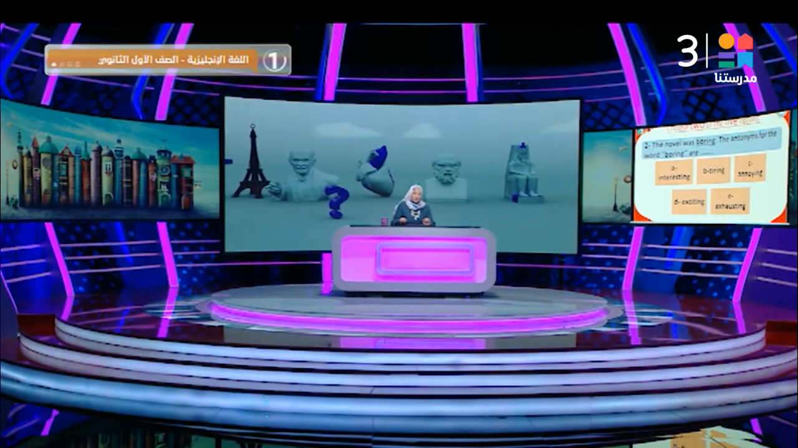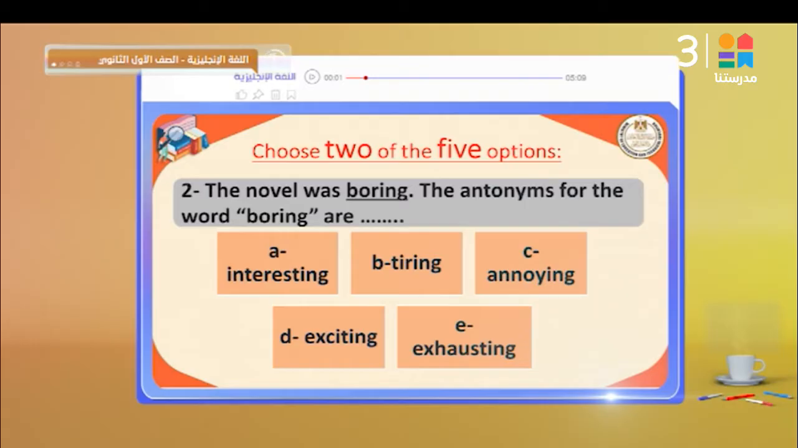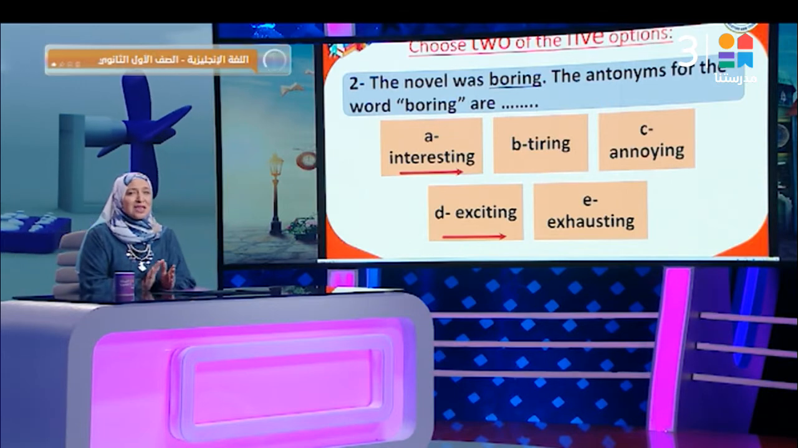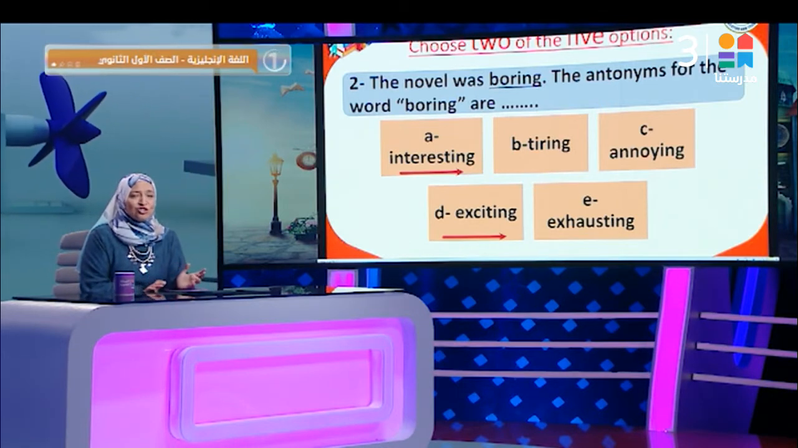Question number 2. The novel was boring. The antonyms for the word boring. Of course, the word boring is not new for you. It's an easy word and you know it. What does it mean, boring? It means something which is not exciting, something which is not interesting. So the opposite of boring is interesting, of course, and exciting. Exciting and interesting means something I like, but boring means it's monotonous and it doesn't change, so I don't like it.